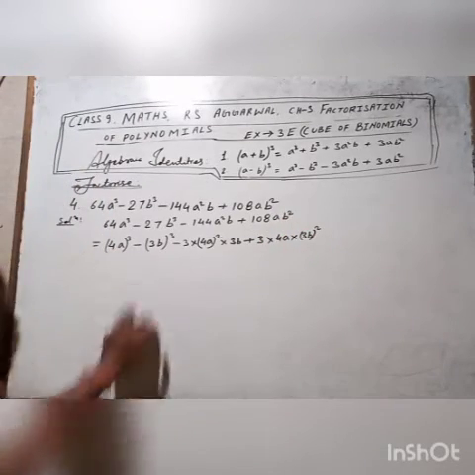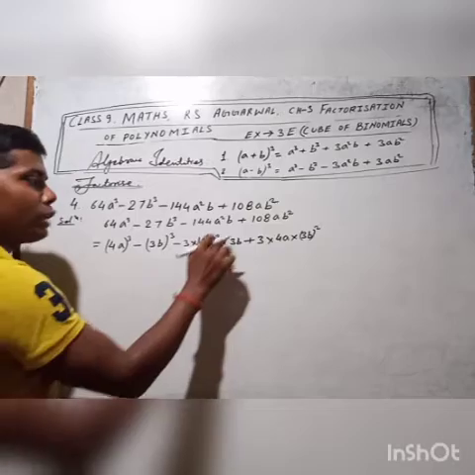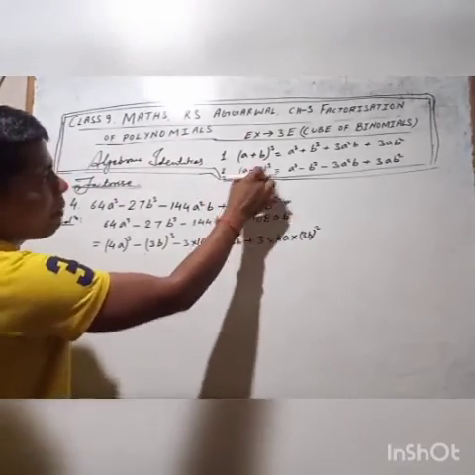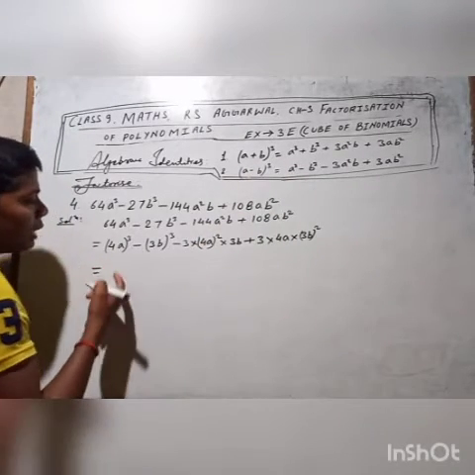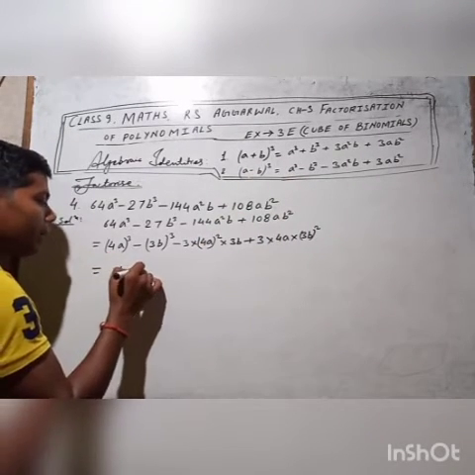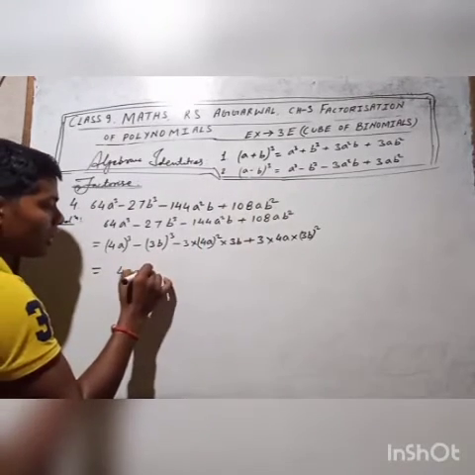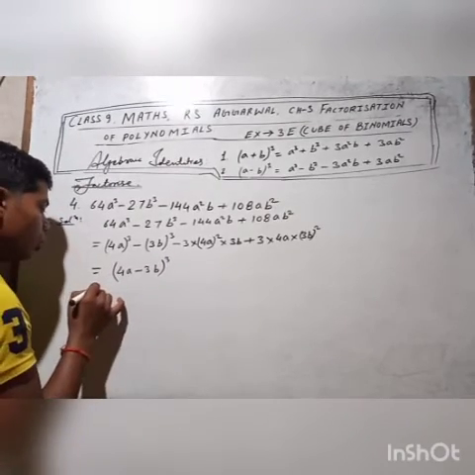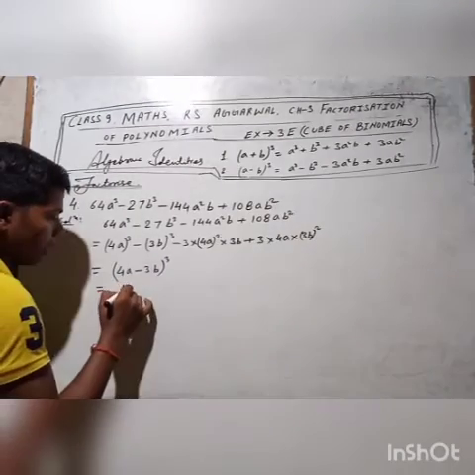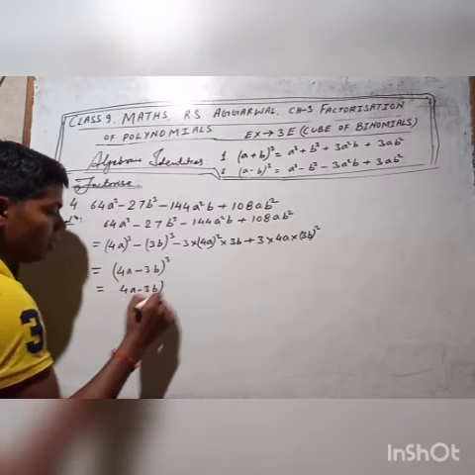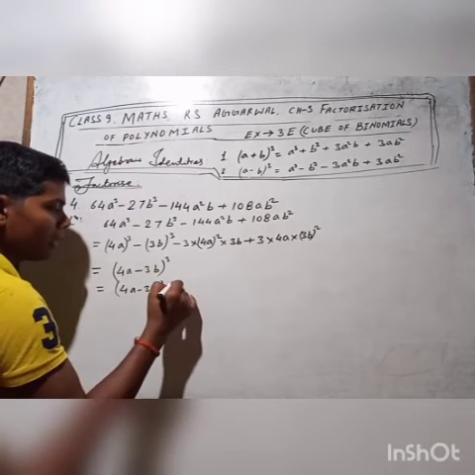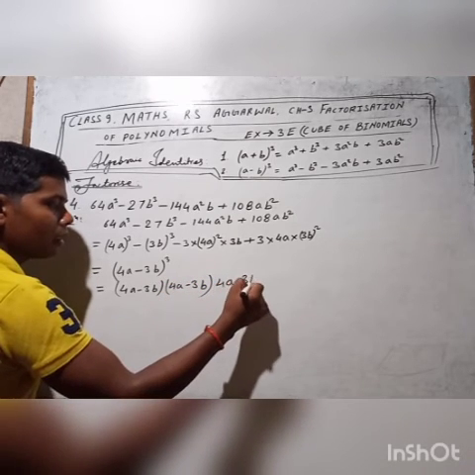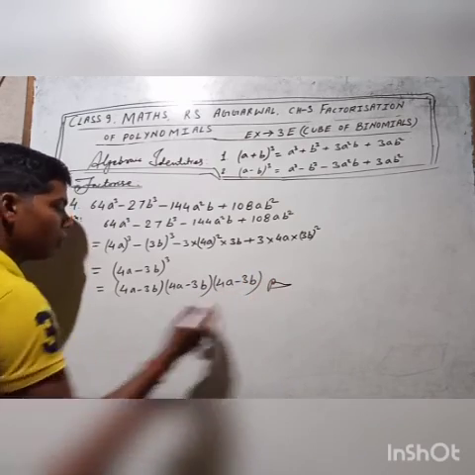So now we have got this polynomial in the form of a cube minus b cube minus 3a square b plus 3ab square, which can be written as (a minus b) whole cube, where in place of a we have 4a and in place of b we have 3b. So we will write it as (4a minus 3b) whole cubed, which can be written three times, like (4a minus 3b) into (4a minus 3b) into (4a minus 3b), and hence this is the required factorization.